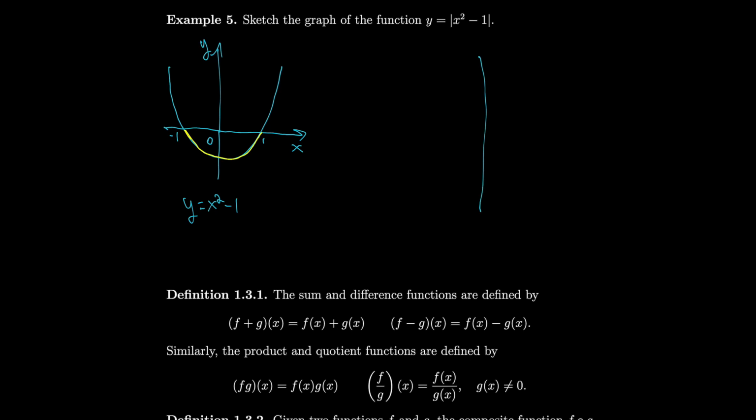So drawing this, we still have our positive values as before, from 1, minus 1. However, all of our negative values get flipped because that's what absolute value does. So that's what they become. So this is y equals absolute value of x squared minus 1. Oops. Absolute value.